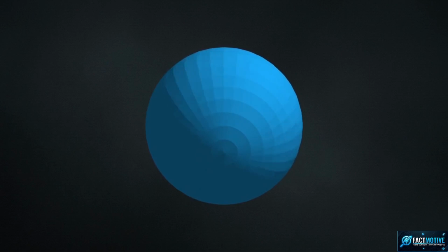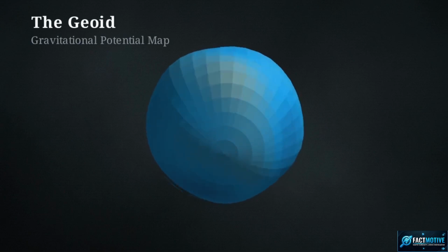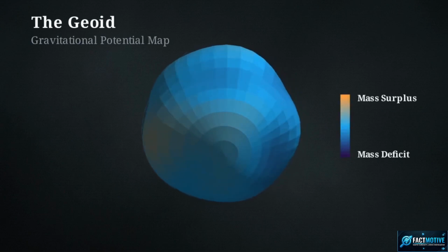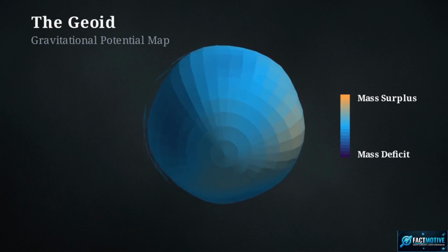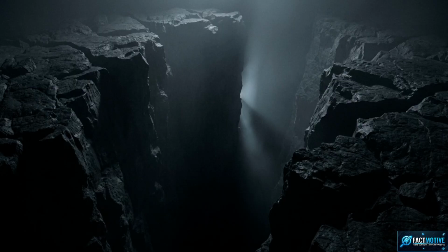Gravity is determined entirely by mass. A perfectly smooth, dense sphere would have perfectly uniform gravity, but Earth is highly irregular. If a specific area of the planet has less physical mass, it generates a weaker gravitational pull. To figure out where that missing mass went, we have to look down.